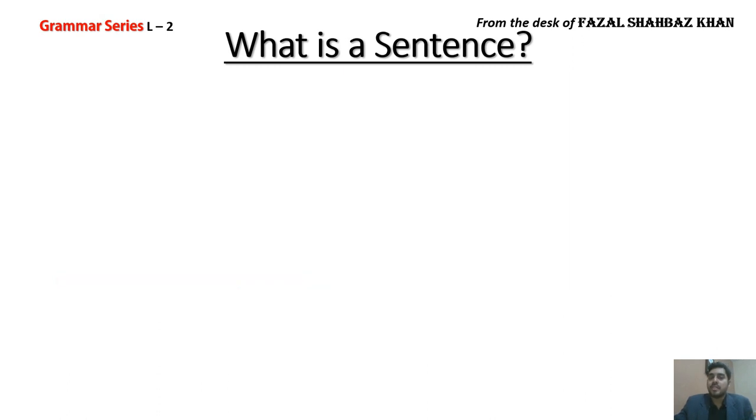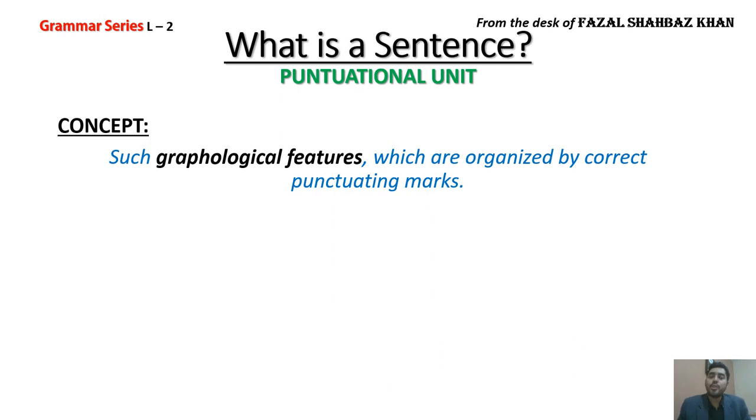Let us talk about its second concept. On one hand a sentence is a word-based unit, and on the other it's a punctuational unit. Without knowing the rules of punctuation, we can't be a good writer. So within a sentence we need to find its punctuational unit. It carries graphological features which are only organized when we have correct punctuating marks. Graphological features here means the ways, the methods of actually drafting.